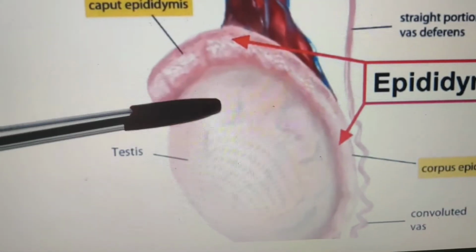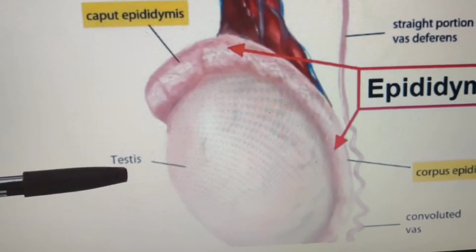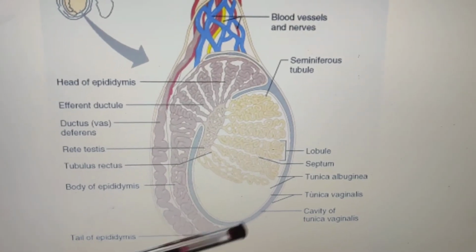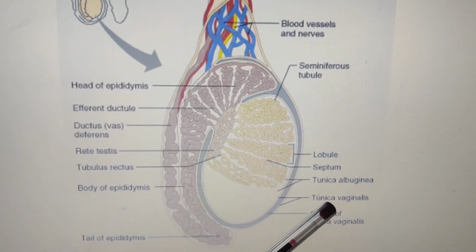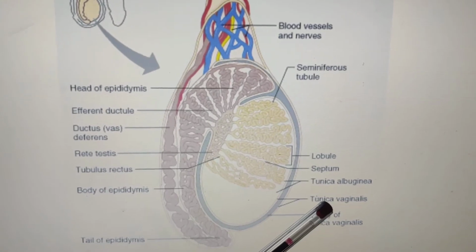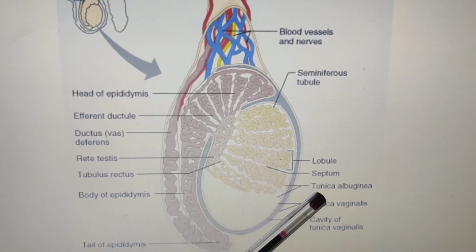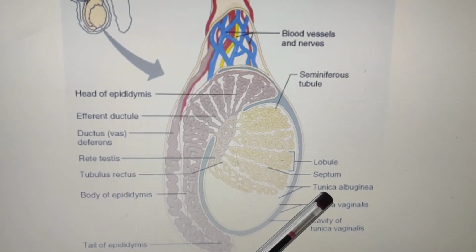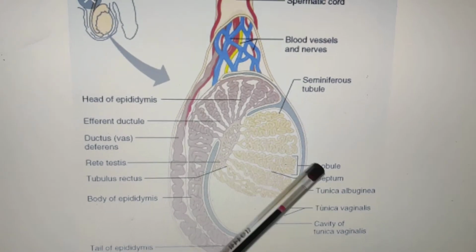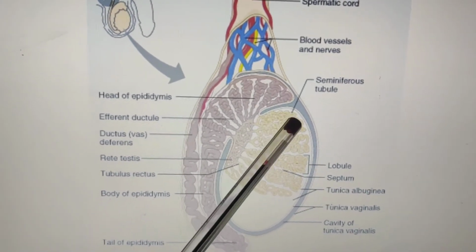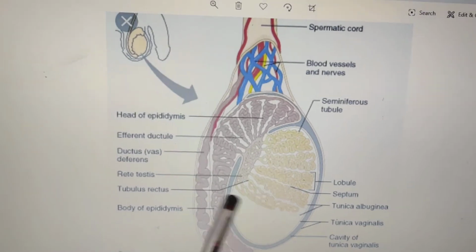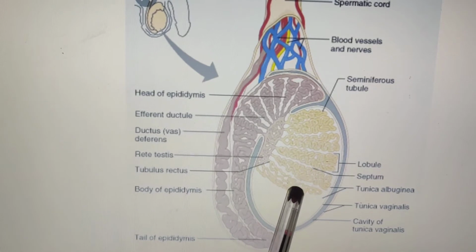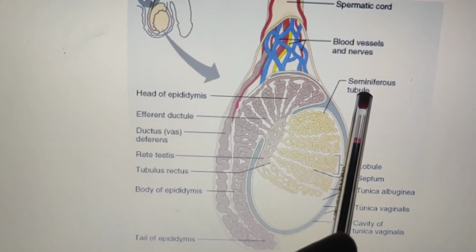Now we are going to see what is present inside this structure, testis. Outer wall of the testis is termed as tunica vaginalis. Inner layer is termed as tunica albuginea. Inside this structure, a very long and coiled, this yellow structure, long coiled structure is present. These are termed as seminiferous tubules.